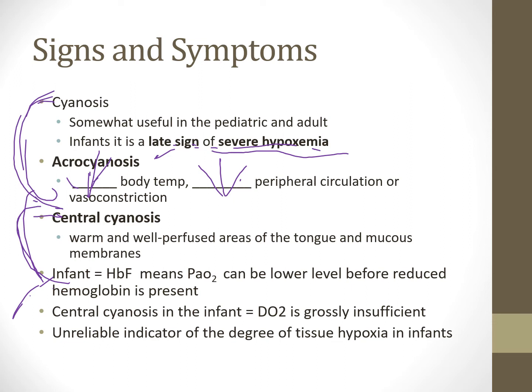Central cyanosis, if you see their gums or their tongue or anything like that that's gray, pale, purplish, that cyanotic appearance, usually means their delivery of oxygen to their tissues is very insufficient. In other words, they could be going into a metabolic acidosis because they're not delivering enough oxygen for the metabolic system to keep up. So cyanosis is an unreliable indicator of how bad the hypoxemia is in infants. We should catch it hopefully before we see cyanosis, and that's where we'd need to do arterial blood gas monitoring or pulse ox monitoring.